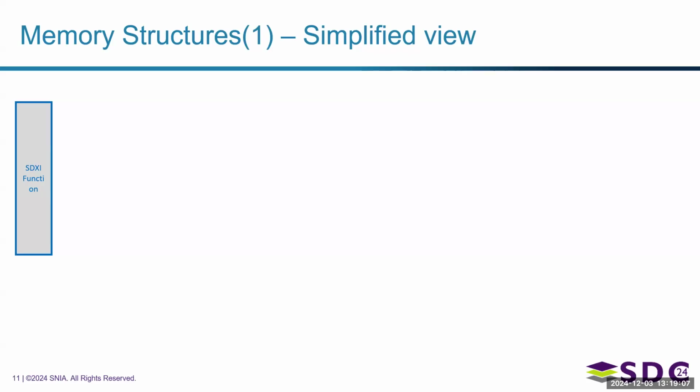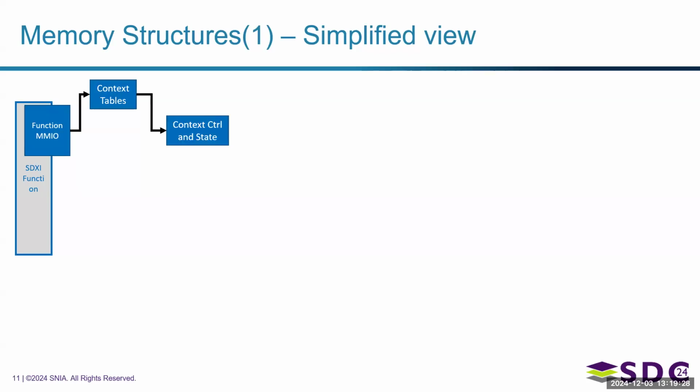The standard doesn't care. The key thing is to know that there is a construct called an SDXI function, and there are some MMIO resources that are expected to be implemented here. These MMIO resources can be programmed to point to what we call context tables. And in these context tables, we describe all the control and state information about what state those contexts are.